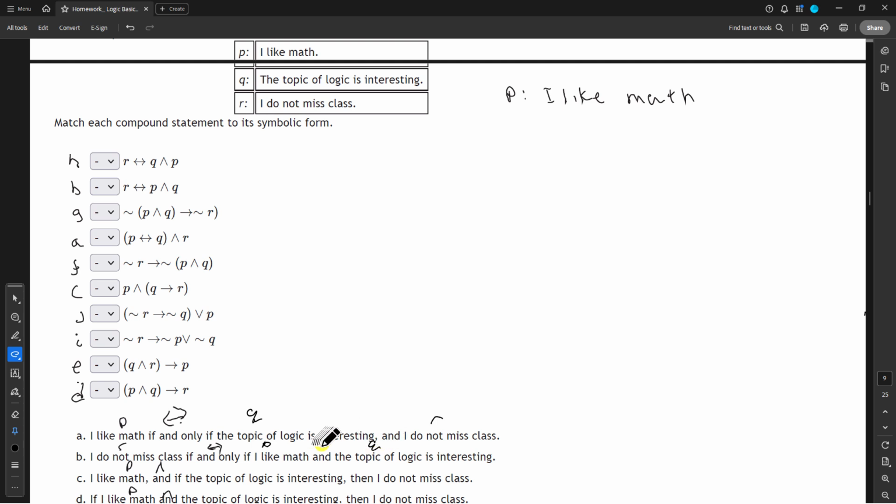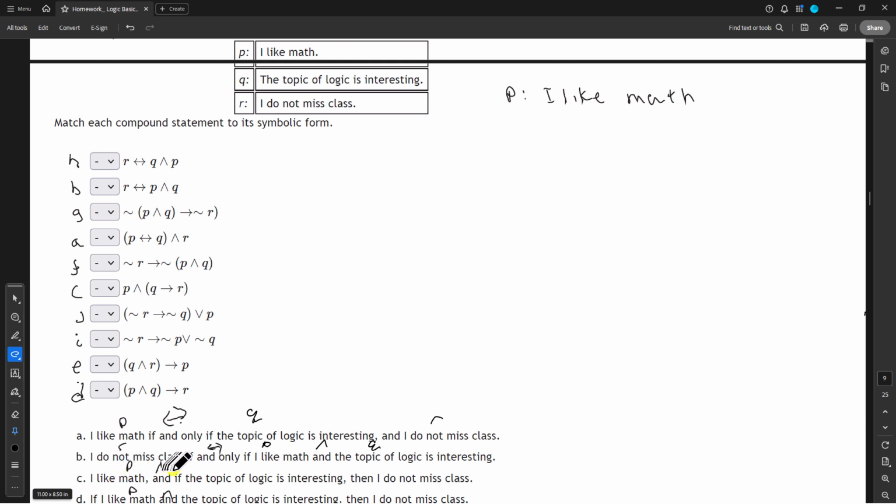Okay, and I have an and here, and the symbol for and. So I'm looking for R with a biconditional there. R, and with a biconditional. So that could be this one here: R if and only if P and Q. So that's how you go about doing that one. That was B.